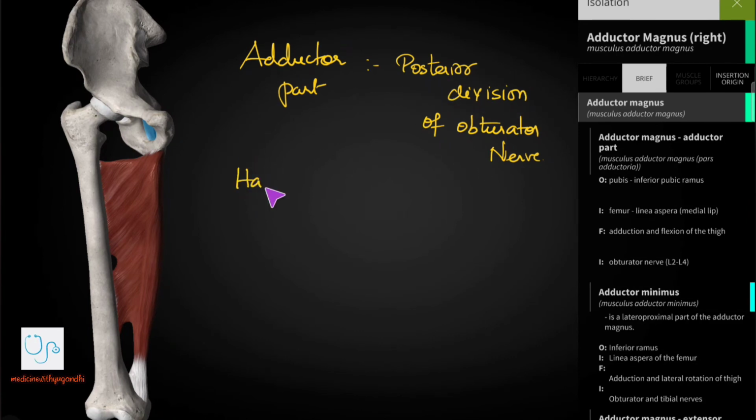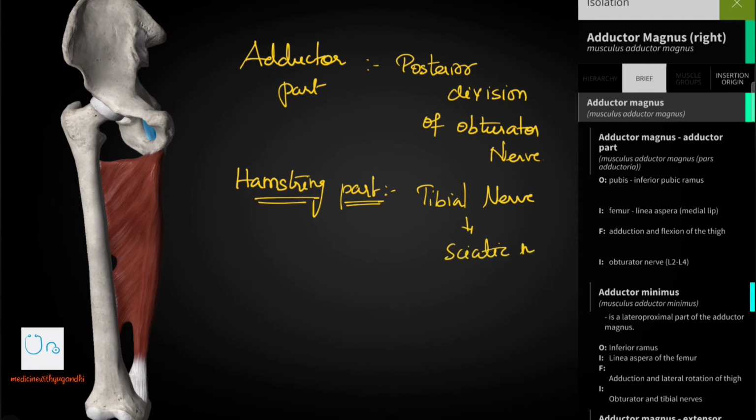Then the hamstring part is supplied by the tibial nerve, which is in turn a branch of the sciatic nerve. Of course, in the previous video itself, we saw that the sciatic nerve divides into two terminal branches. One is the common peroneal nerve and the other one is the tibial nerve. So the hamstring part of the adductor magnus is supplied by the tibial part of the sciatic nerve. Hope you all know that, but of course it's worth mentioning again.